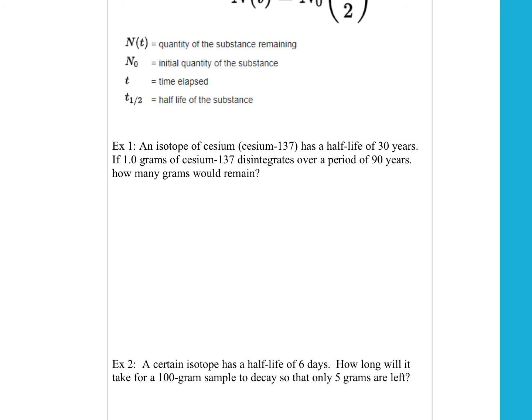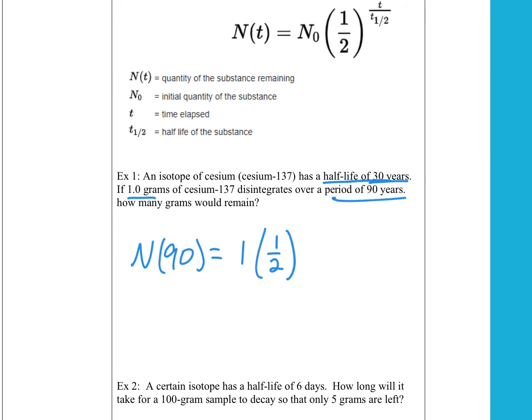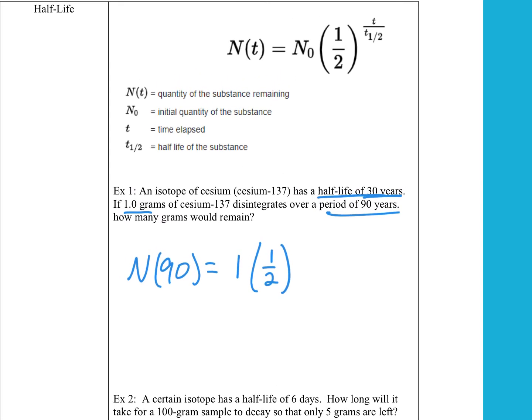Okay, so here we go. Half-life of 30 years. That could be important. 1 gram is what we're starting with. Over a period of 90 years, how many grams are going to remain? So N of t, my time is going to be 90, equals N sub 0, my initial quantity, which is 1.0, times 1/2 to the t divided by half-life. So time was 90 and the half-life they said was 30.